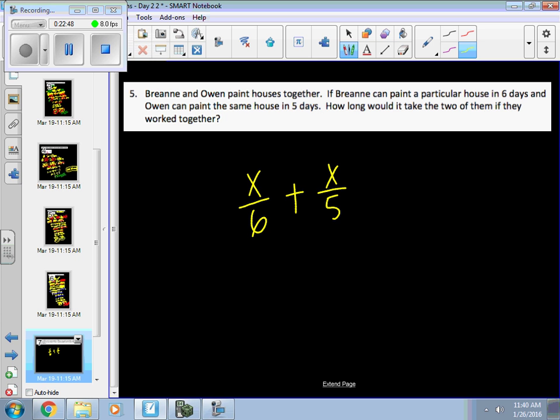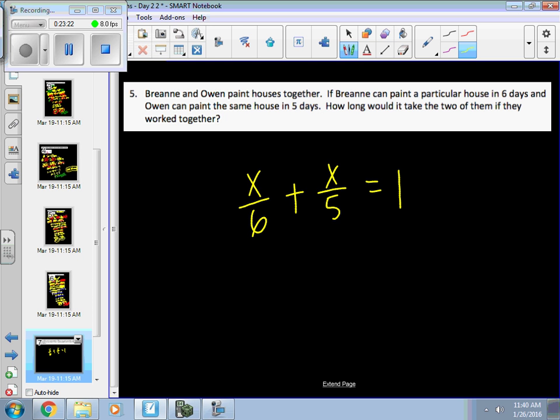They're going to work together, so we're going to add these up to equal how long it would take the two of them if they work together. So together they're painting one house, so we would set this equal to 1. If it said, how long would it take the two of them to paint, let's say, 3 houses, then instead of 1 here, we would put a 3. So it just depends on what they are asking you to do. This one, we would set equal to 1 because together they're painting one house.